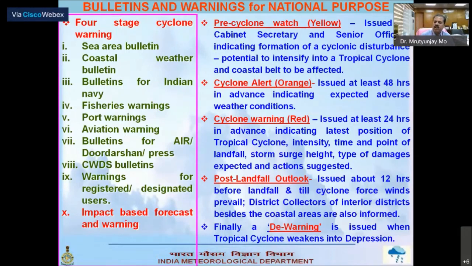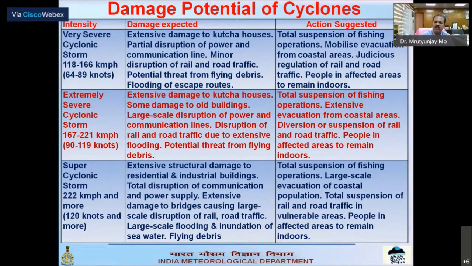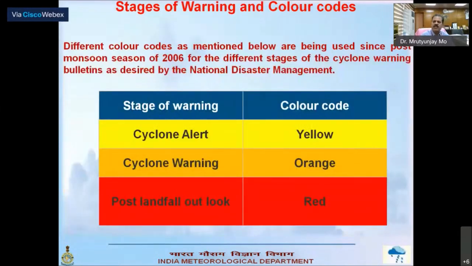And when we see that there is no effect, we issue the de-warning. Along with our forecast of the weather parameters, we also issue what damage is expected in a particular district based on our forecast. And we say what the suggested action is for the general public, for fishermen, for ports, for shipping authorities, for the national highway authorities, for railway authorities, and for disaster managers and district collectors. So for different stages of the cyclone, we have different types of damage expectations and different stages of actions. This information is also provided nowadays in color codes like yellow, orange, and red, and that is also given to the general public and disaster managers.